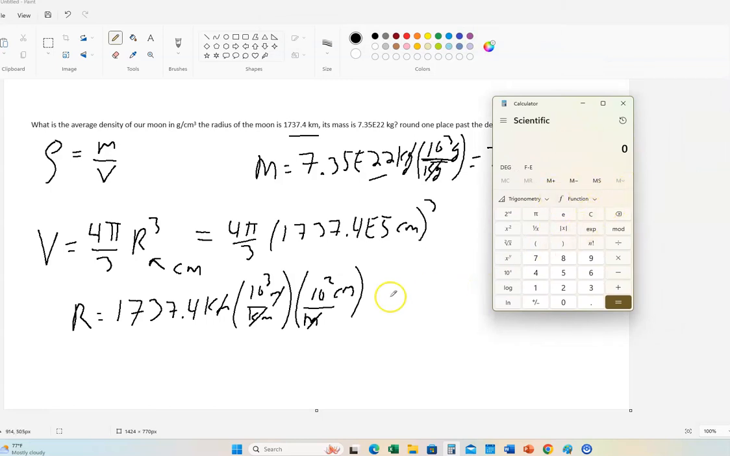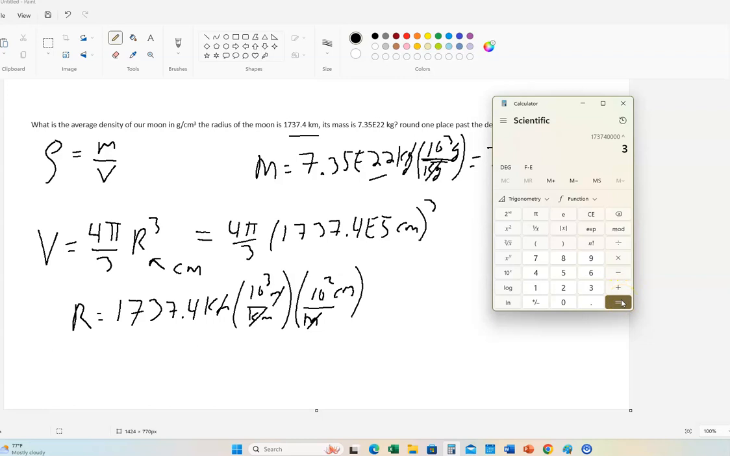All right, so I'm going to do the cube part first. 1737.4. You should try this in your calculator. Make sure you know how to do it. Times 10 to the fifth. Now I have to cube that. For this calculator to raise something to a power, I hit this X to the Y button, and I raise it to the third power, and so that's going to cube it.